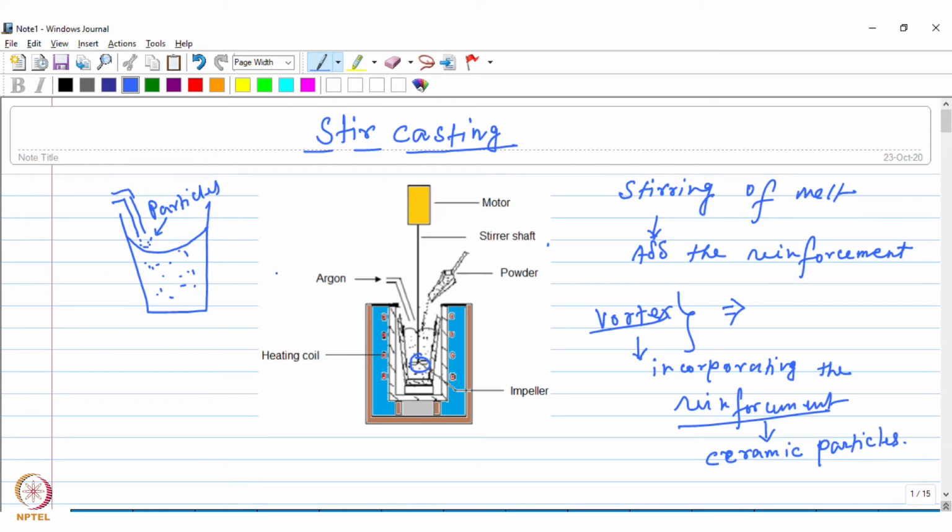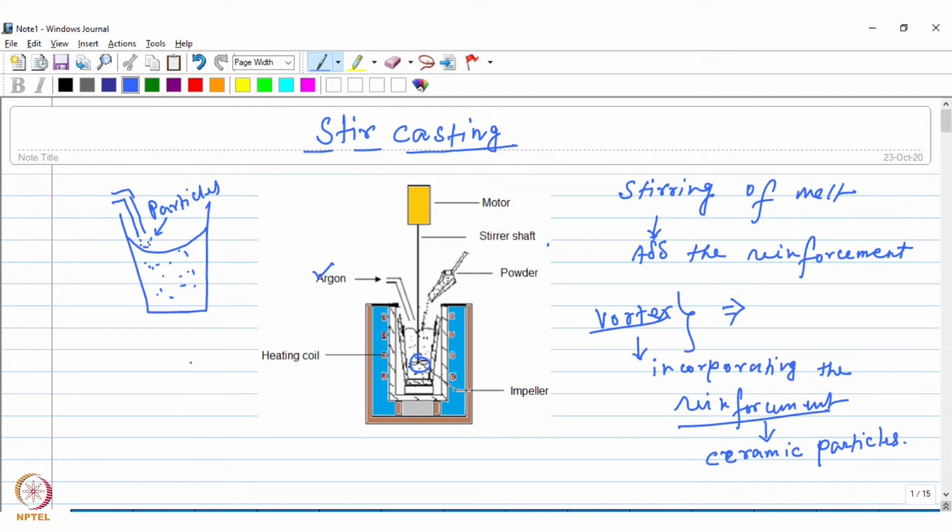For aluminium, sometimes a gas cover is also used. An inert gas is used to prevent the oxidation of the metal. So that's what you see over here: a gas cover, an inert gas, is used to prevent the oxidation.